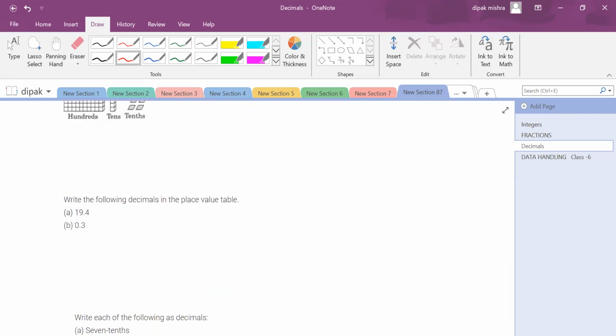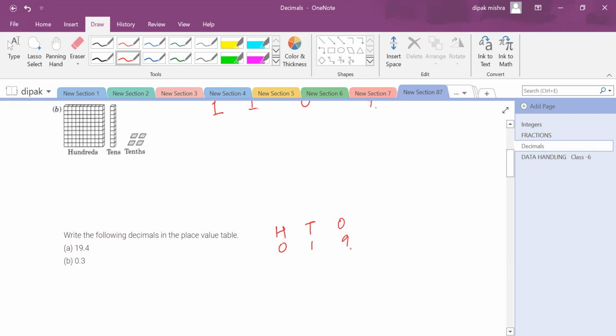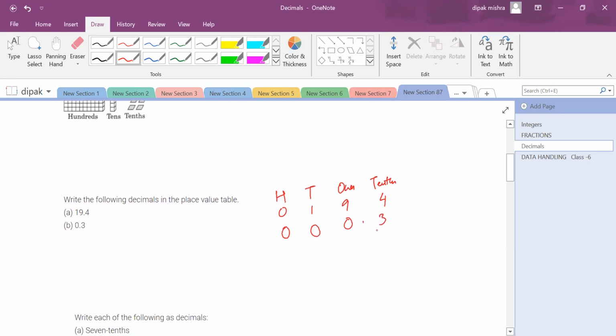Write the following decimals in the place value table. So 19.4. How will you write this? Hundreds is 0, tens is 1, ones is 9, and tenths is 4. Similarly, 0.3. So hundreds is 0, tens is 0, ones is 0, and tenths is 3. This is how you write it.